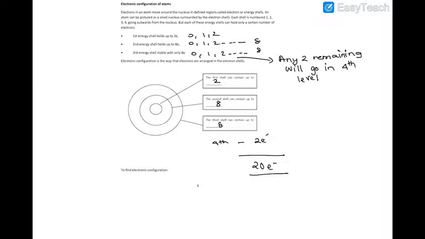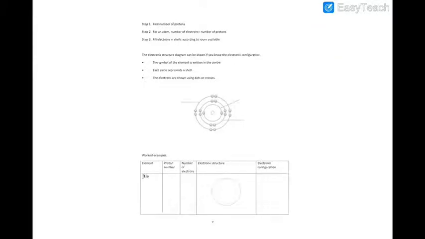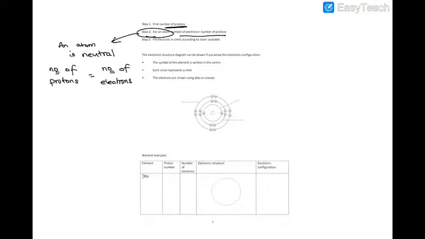So to find the electronic configuration of any atom, first you need to find the number of electrons, and for this we find the number of protons. From the number of protons we can get the number of electrons, because the atom is neutral, so the number of protons is equal to the number of electrons.